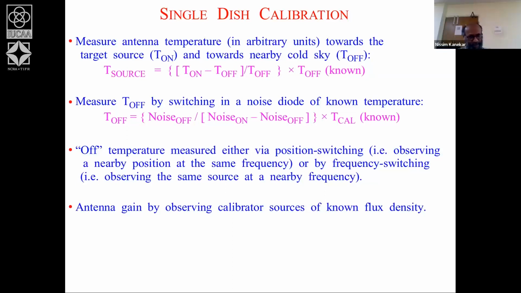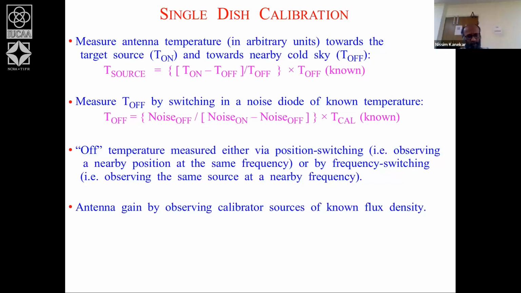And again, let me emphasize, these are two approaches. One is position switching, where you measure the off temperature by observing a nearby position at the same frequency. The other approach is frequency switching, where you observe the same source at a nearby frequency. And these are done depending on circumstance. So for example, if you're doing 21 centimeter line observations in the Milky Way, where every direction contains 21 centimeter emission, then you cannot do position switching. You're forced almost by fiat to do frequency switching.